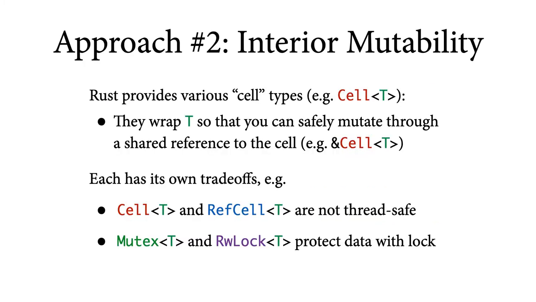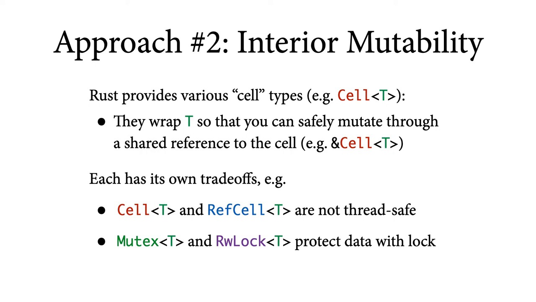The second approach is to instead use one of the various so-called cell types that Rust provides. Cell types allow you to wrap a value of type T in such a way that you can safely mutate the value, even if you only have a shared reference to the cell, a kind of functionality that in the Rust world is called interior mutability. Now, on the one hand, interior mutability sounds like exactly what we want in the case of a graph or a doubly linked list. The nodes in the list are shared, but yet we still want to be able to mutate them. On the other hand, of course, there's no free lunch.